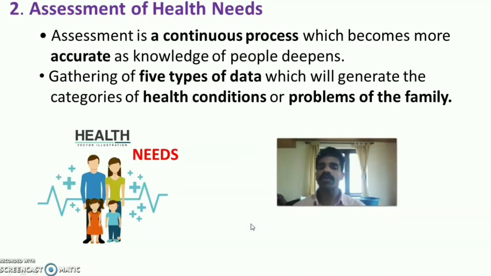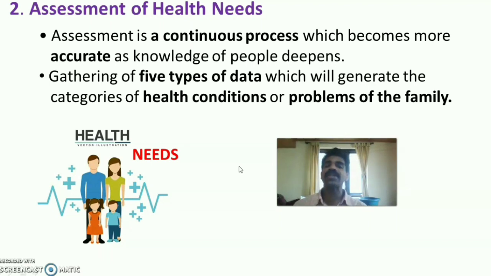The second component of family assessment is assessment of health needs of the family members. Assessment is a continuous process which becomes more accurate as knowledge of people deepens. So as we have more knowledge of the people, we get more accurate information. Assessment is a continuous process which becomes more accurate as knowledge of people deepens or widens.